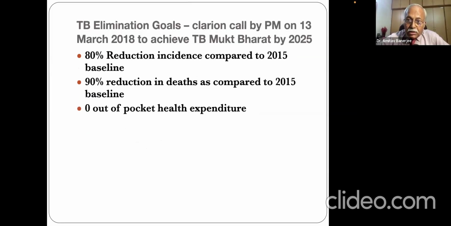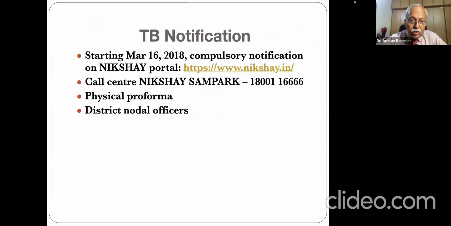Then the TB elimination goal: the clarion call by the PM in March 2018 to achieve TB Mukt Bharat by 2025. So that was the call given by the PM, whereas WHO has called for 2030, but we were more ambitious, with 80% reduction in incidence compared to 2015, 90% reduction in deaths as compared to 2015. Then zero out-of-pocket expenditure. These were the very ambitious targets given in 2018, but unfortunately, the promise was one thing, in practice we failed because of some logistic problems.